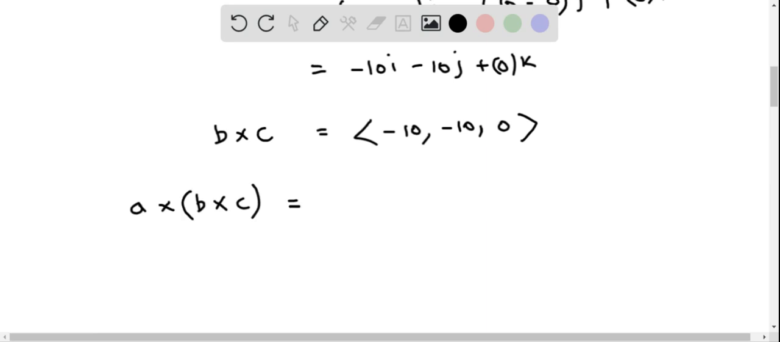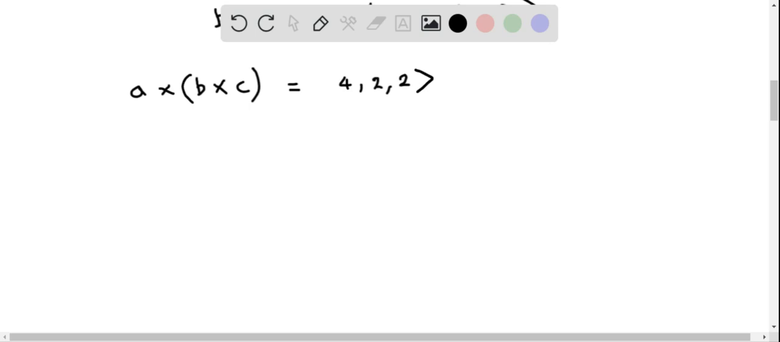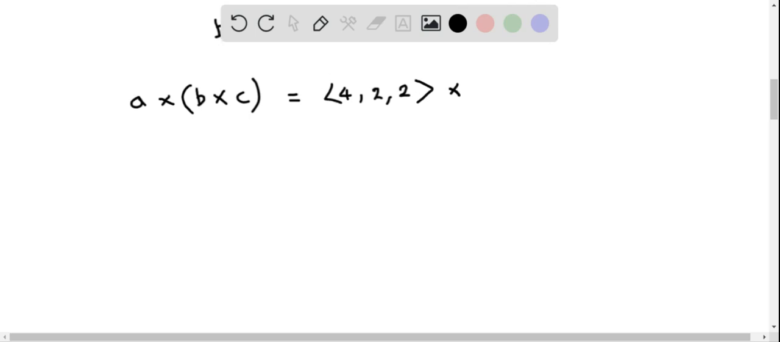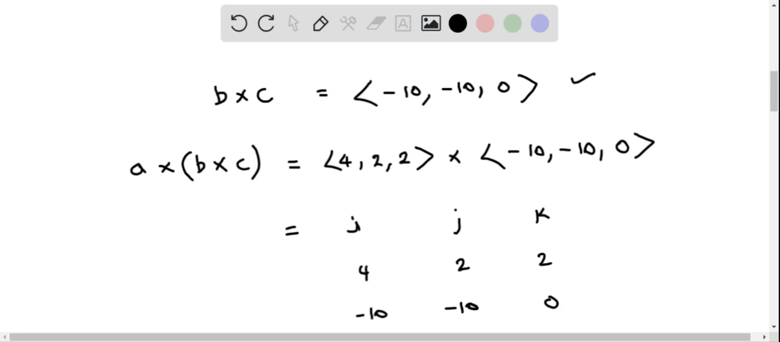We'll substitute A vector. A vector is 4, 2, 2. So write down this as 4, comma 2, comma 2. This is in vector component form. Cross with B cross C. We can write down B cross C as we have found here. That is negative 10, negative 10, 0. Now let's put this in determinant form since we have to find the cross product. So I put i, j, and k, and then the a vector in the second row, 4, 2, 2, and then the b cross c vector in the third row, that is negative 10, negative 10, and 0.